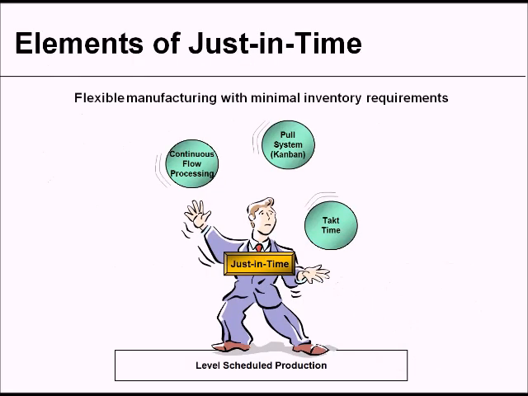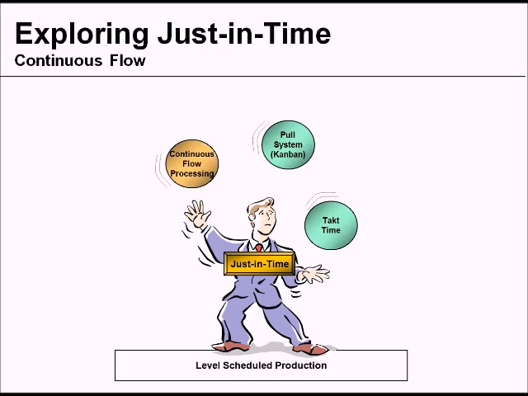Looking at it from an overall standpoint, there are components of just-in-time. First of all, you have to have a level schedule of production. Anytime there are major fluctuations, that's going to cause some problems with the just-in-time process. But basically, what you're trying to do is minimize the inventory. And to do that, you have to have a continuous flow process, a pull system, and also takt time. First, we're going to talk about the continuous flow process.